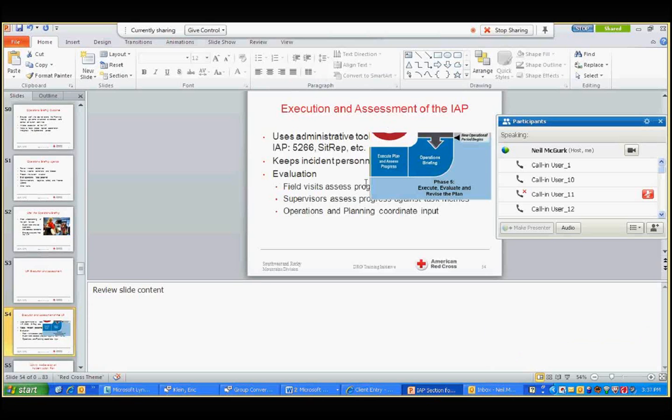So again, the IAP is not to be a fantasy document, a goal. It should be what you said you're going to do. So what you're doing at the end of the day is looking over your 5266 and your sit rep and saying, did we accomplish what we said we were going to accomplish? And then adjust your plans accordingly based off of whatever that answer is.